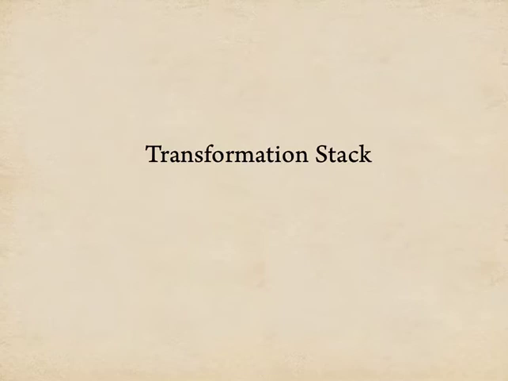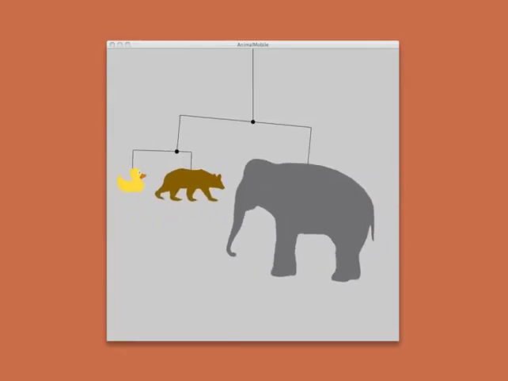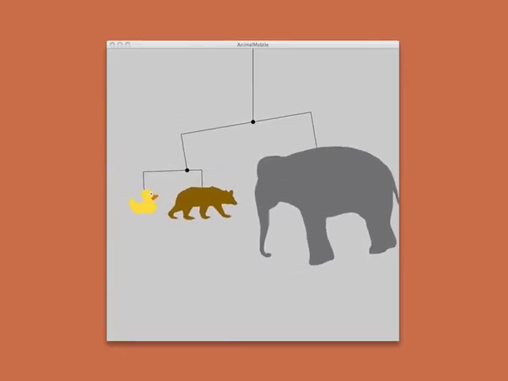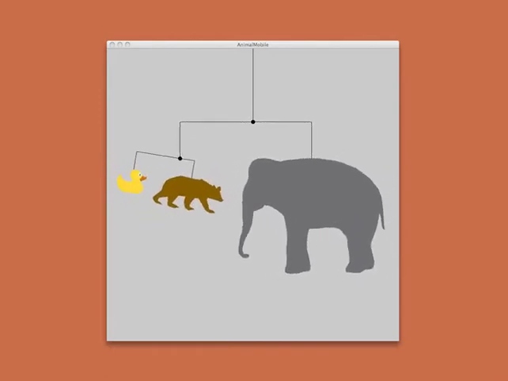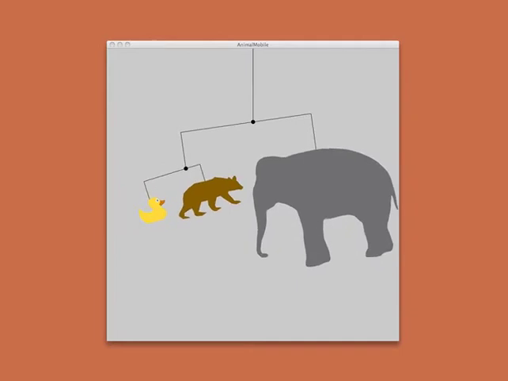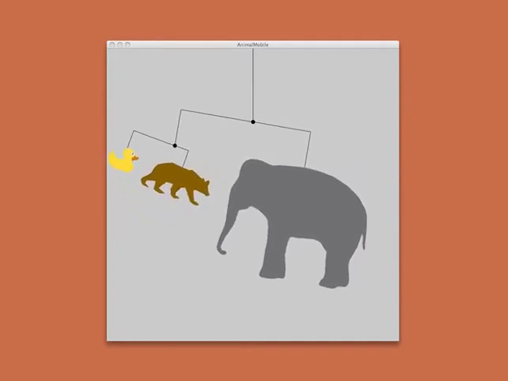By using this idea of setting undo points and returning to them, we can draw things like this mobile. This is very easy to do with the transform stack, but it would be very hard to do without it. And we'll go through this in some detail and see just how it's done.